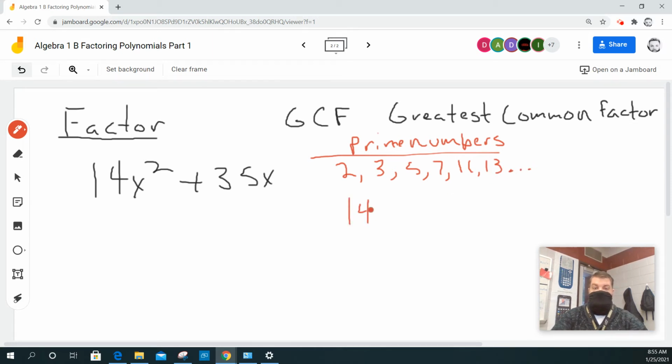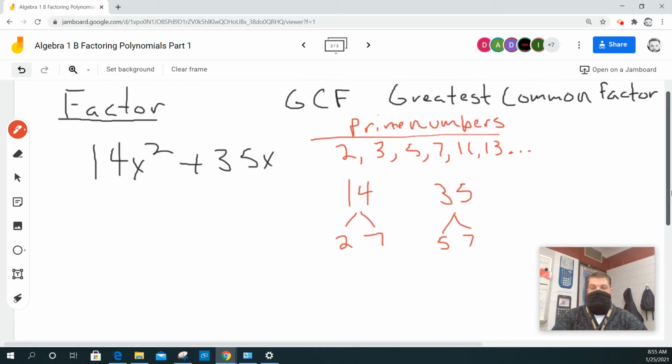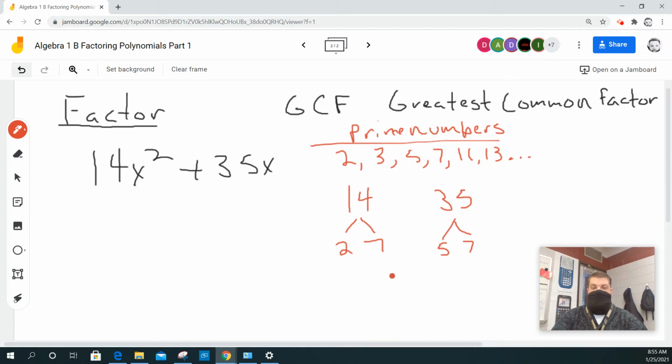So if I look at 14, 14 is 2 times 7. If I look at 35, 35 is 5 times 7. Now the greatest common factor, right? The greatest common factor they have, they only have one in common, that's 7. Now, this is a long way to do this, but it's the best way to understand what the common factor is. They both have a 7, so that means I could pull out a 7.